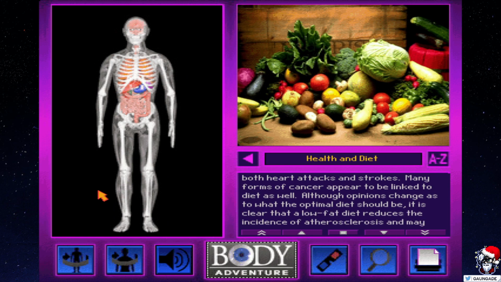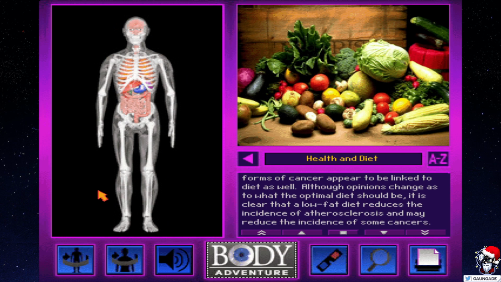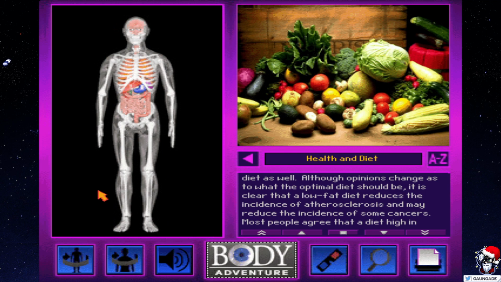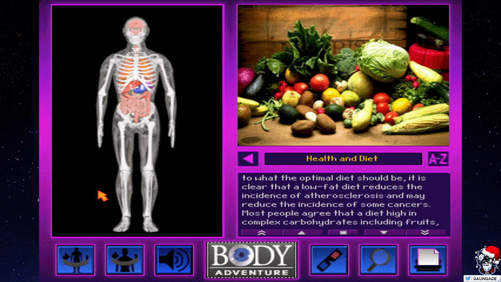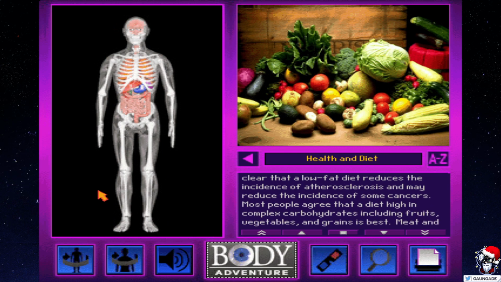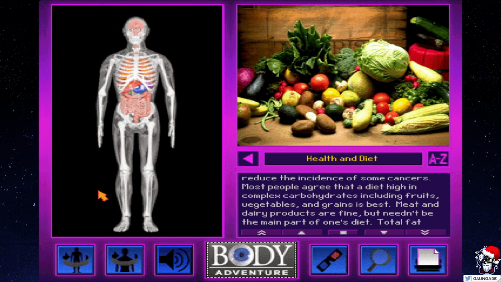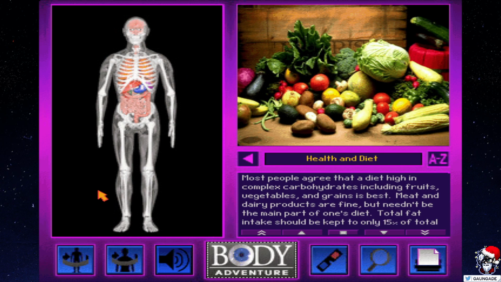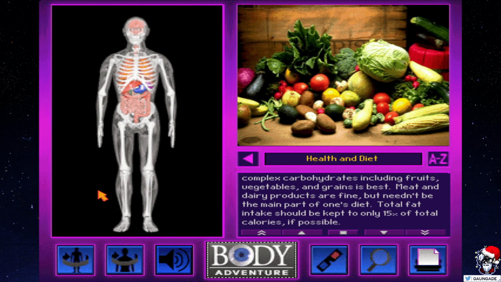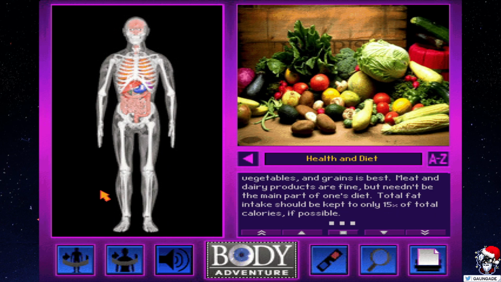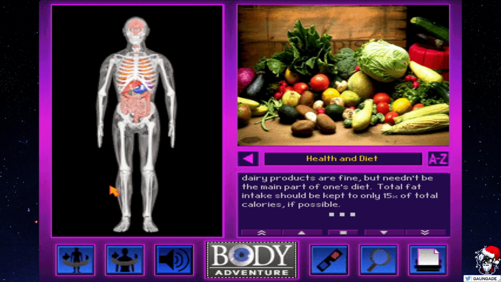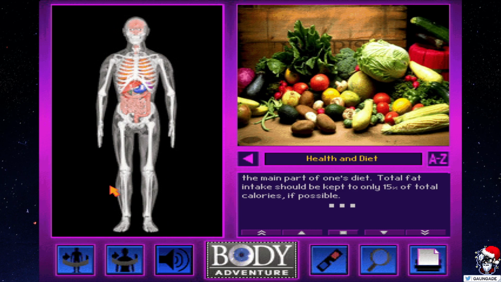Although opinions change as to what the optimal diet should be, it is clear that a low-fat diet reduces the incidence of atherosclerosis and may reduce the incidence of some cancers. Most people agree that a diet high in complex carbohydrates, including fruits, vegetables, and grains, is best. Meat and dairy products are fine, but needn't be the main part of one's diet. Total fat intake should be kept to only 15% of total calories if possible.